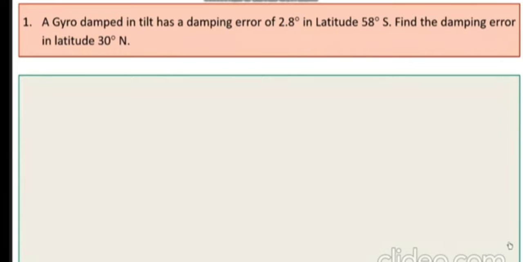We have the first question on the screen. A gyro damped in tilt has a damping error of 2.8 degrees in latitude 58 degrees south. Find the damping error in latitude 30 degrees north.